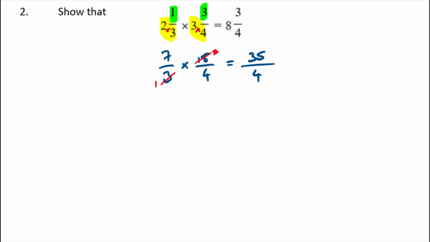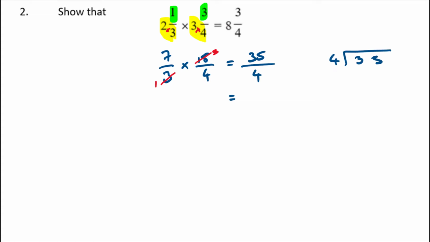Okay, so just cancelling first means you end up having to multiply smaller numbers, and then you don't have to do that simplification step where you then have to cancel down afterwards. Final step is to rewrite this as a mixed number. 4's into 35. Now you just do this like a division.